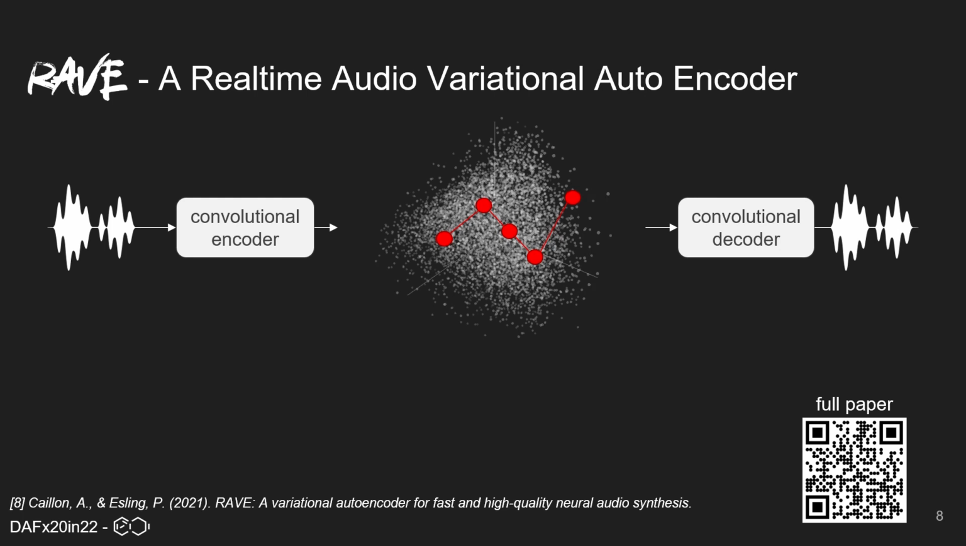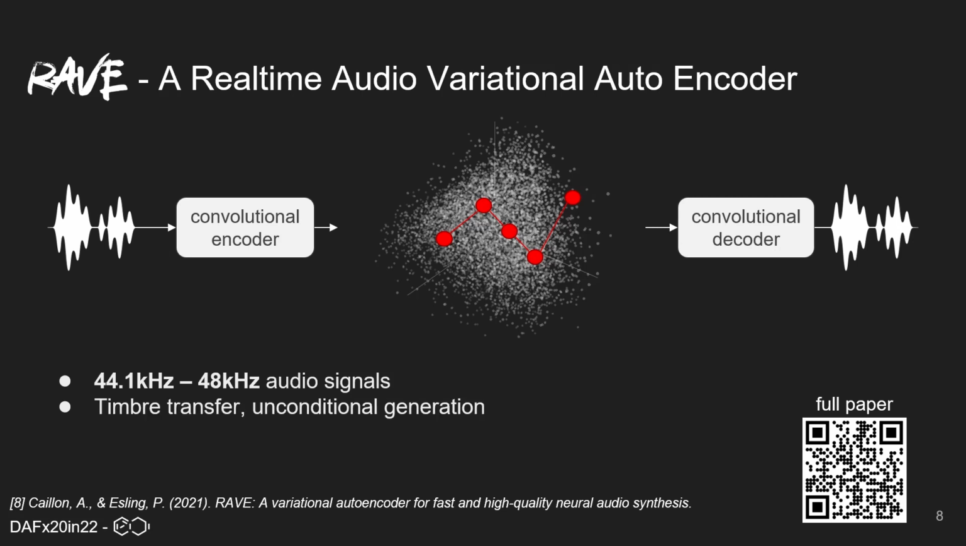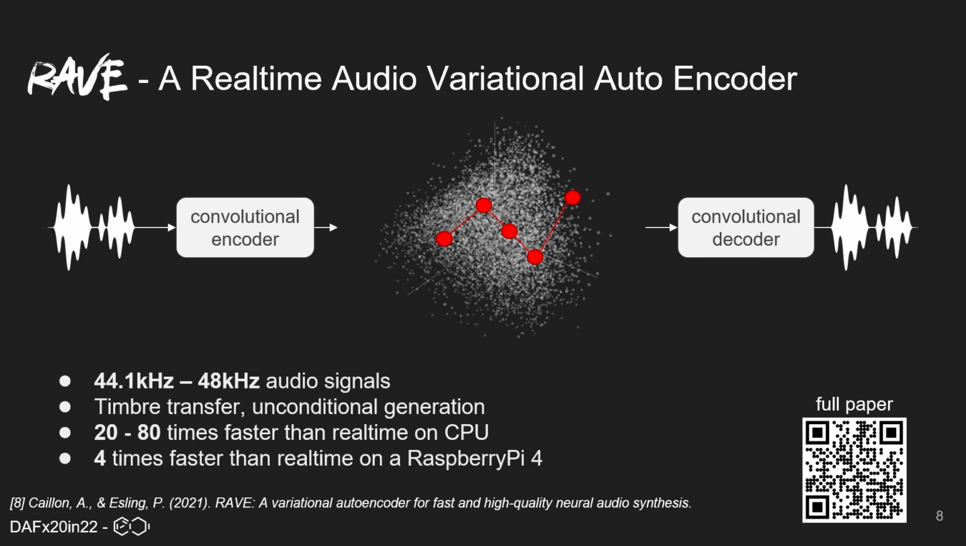This model is operating on 44 kilohertz audio signals and can be used for timbre transfer or unconditional generation. It is reasonably fast for a deep learning model, around 20 to 80 times faster than real-time on CPU, and is even 4 times faster than real-time on a Raspberry Pi 4, which is pretty nice.